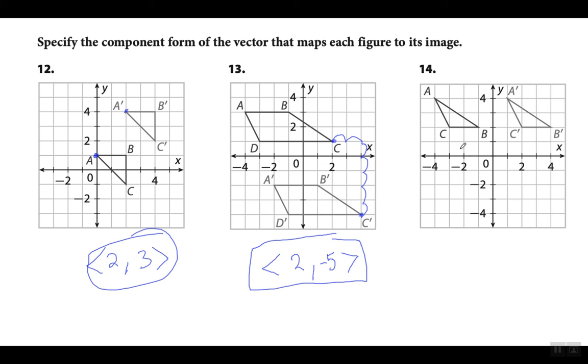All right, so last one. This one looks a little more interesting. Again, make sure you start with the pre-image and end on the image. So I'm going to go from A to A prime. Okay, so look.